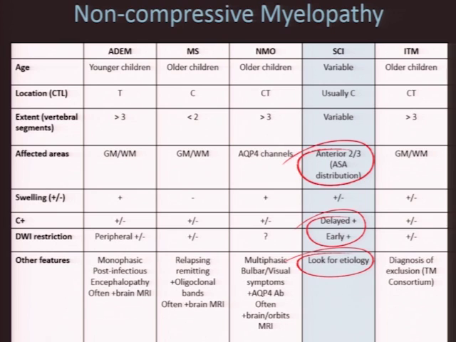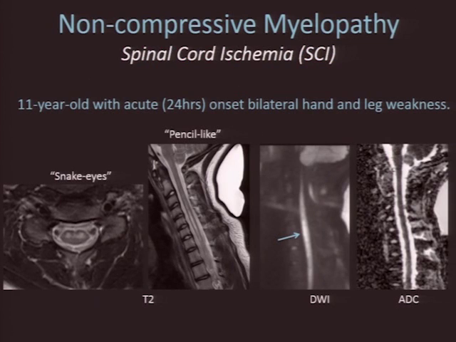And so if we're suspicious of spinal cord ischemia, we need to actually look for the etiology. It could be systemic due to a drop of blood pressure, or it could be focal. And I'll show you an example. So this is an 11-year-old with acute, for a child, 24 hours, onset of bilateral hand and leg weakness.